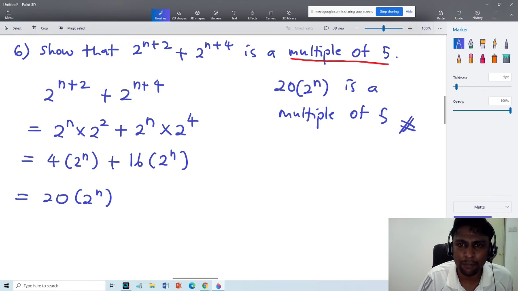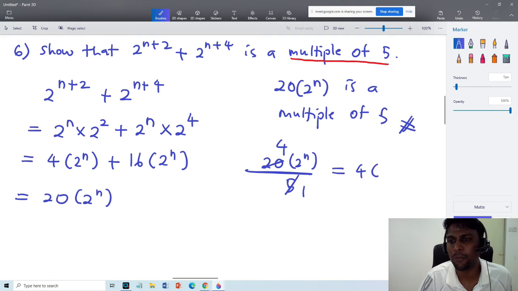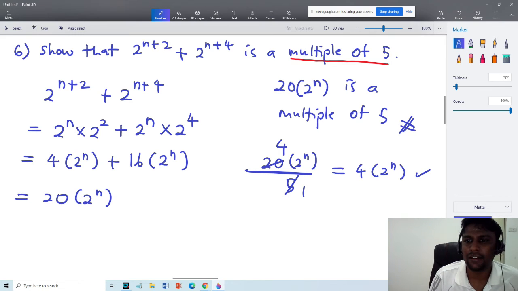Why can it be a multiple of 5? Because it can be divided by 5. So when I cancel, I get 4, so I get 4 times 2^n. So it can be completely divided by 5. So it's acceptable. So definitely we have already completed the proof. So this is the proving case for this question.